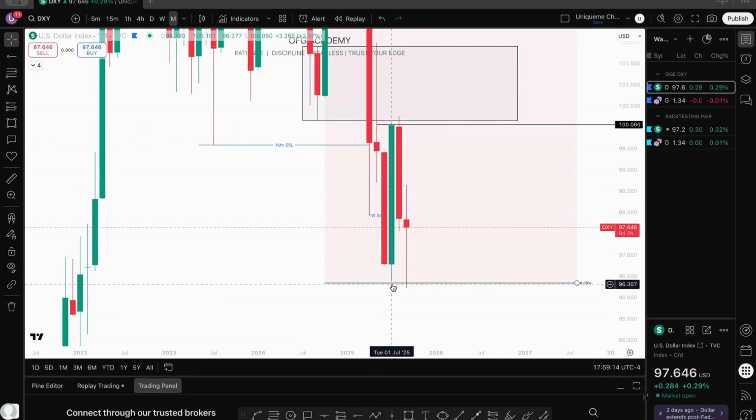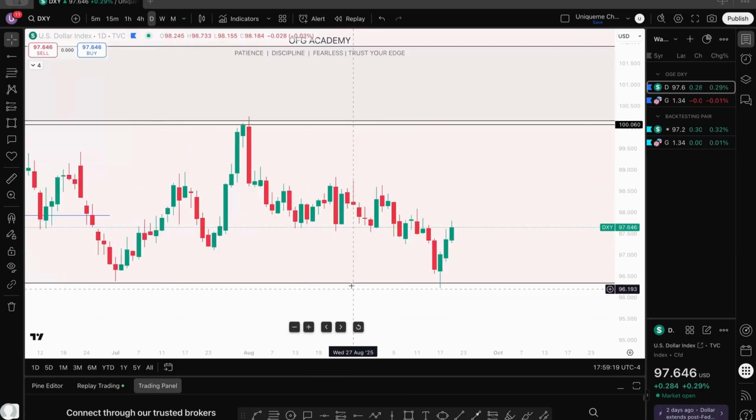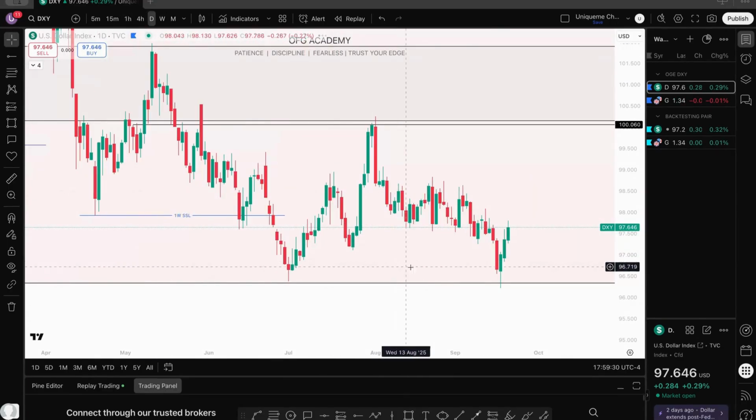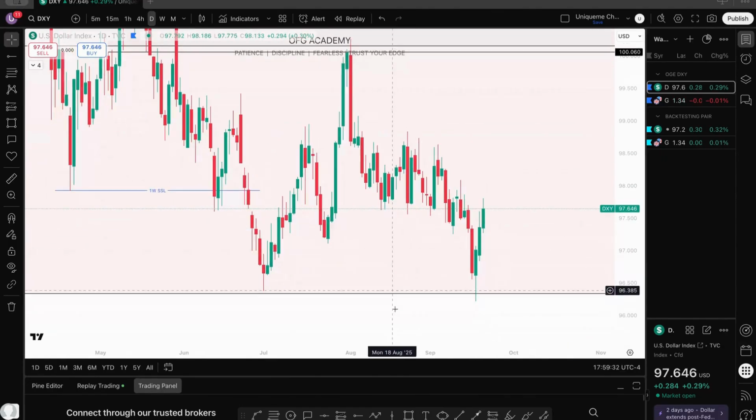But if you look at it well, sell side liquidity has been taken out here. So let's see what happens. On the daily and weekly time frames, price tapped here, right? And we're looking for a shift of market structure on the daily time frame. On the daily time frame, what do we see here?